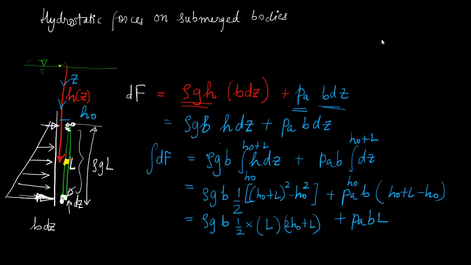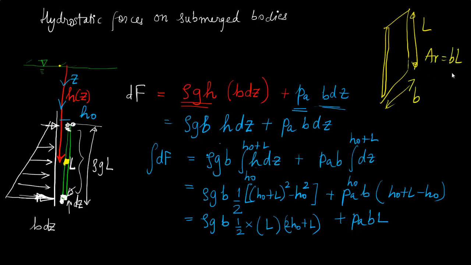So B into L is like the area of the plate itself, not the rod, the plate. So the length is L and the width into the paper is B. So the area is B into L. So this particular term is simply pressure times the area. What about this term? So it is rho G.